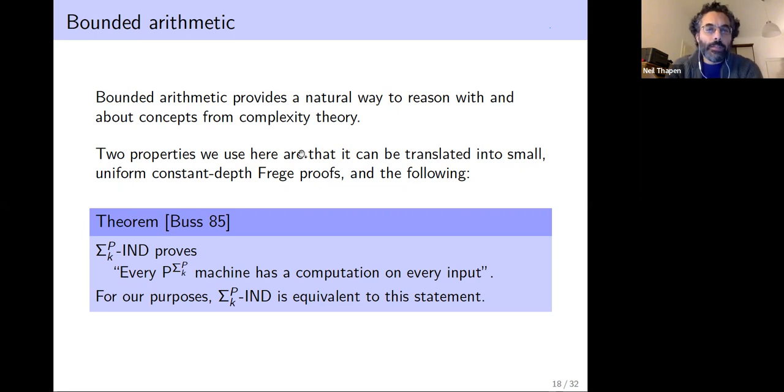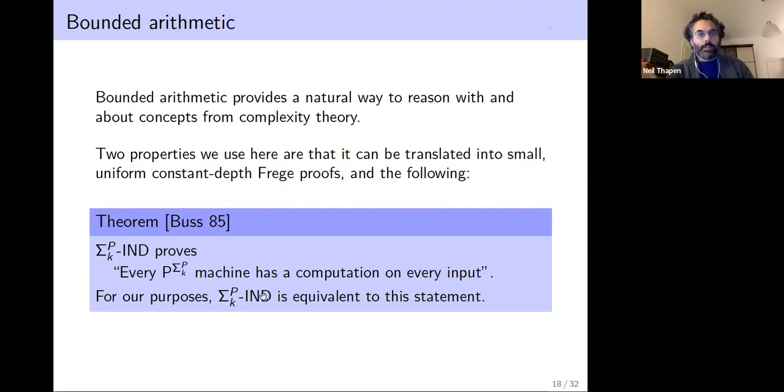One of these is to do with the fact that a bounded arithmetic proof can be translated into small uniform constant depth Frege proofs. This is something we're using silently, since some of the theorems I state will use that. And we also have the following, which is sort of the witnessing theorem. It says the kth level of this theory proves that every P to the Sigma^p_k machine has a computation on every input. So in particular, on level 1, P to the NP machines are definable.